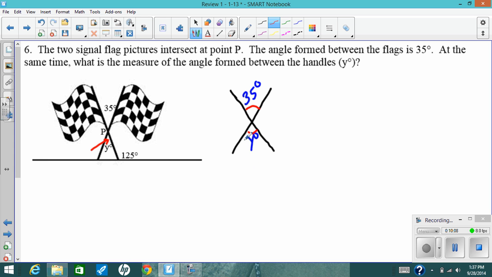Those are vertical angles. Vertical angles are congruent, so that means if this one's 35, then y is also 35 degrees. So sometimes it's helpful to get rid of the distractions, get rid of the checkered flags, get rid of this line down here if it's not needed. The 125 won't help us right now. All we need to know is that the angle that's 35 degrees and the angle that's y degrees are vertical angles, so they're the same.